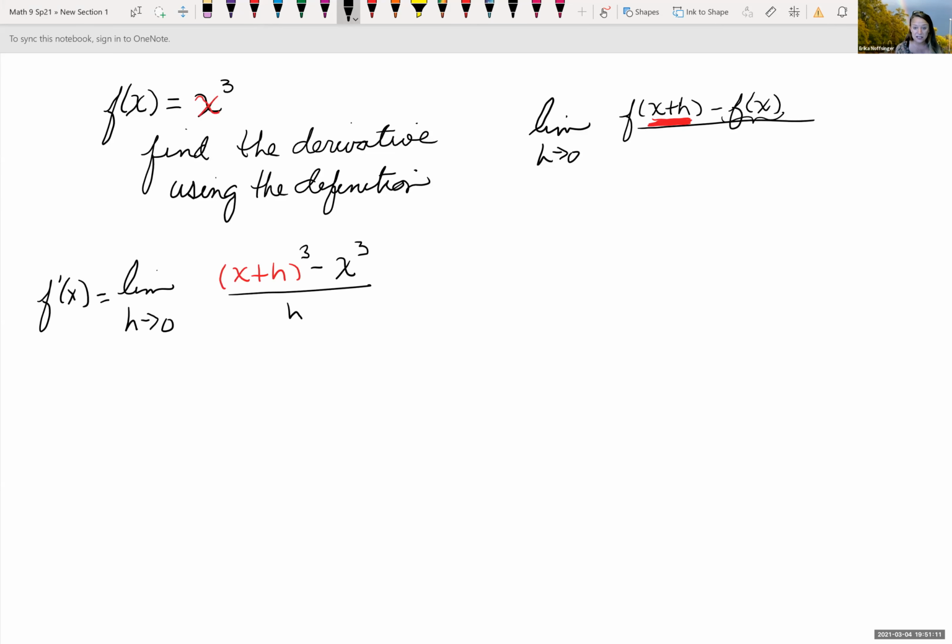So distributing out x plus h quantity cubed can get a little tedious and a little messy. So let's just do that on the side real quick. So x plus h quantity cubed is saying we're going to multiply x plus h times x plus h times x plus h.